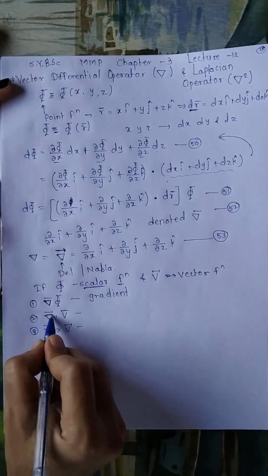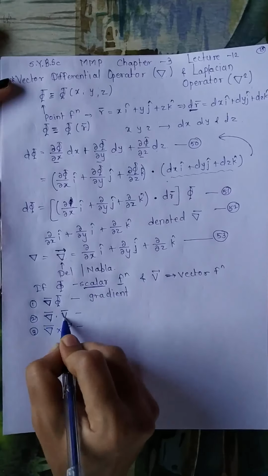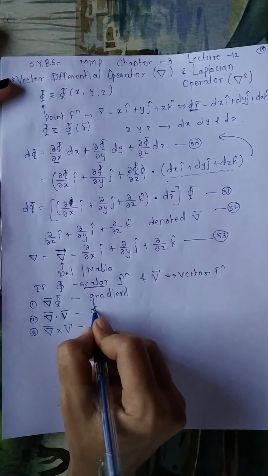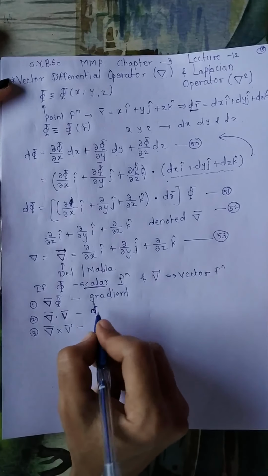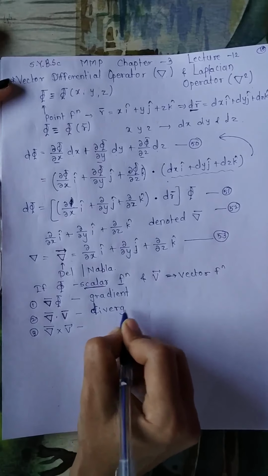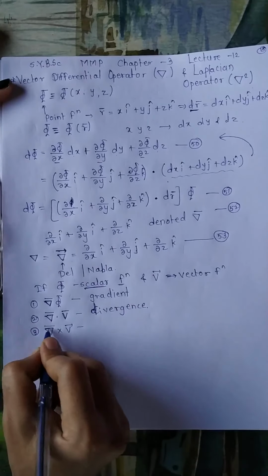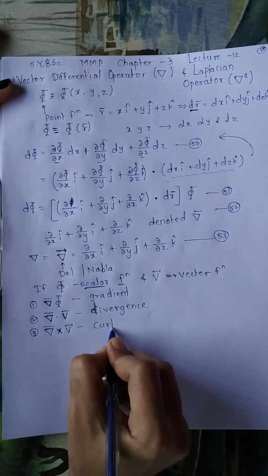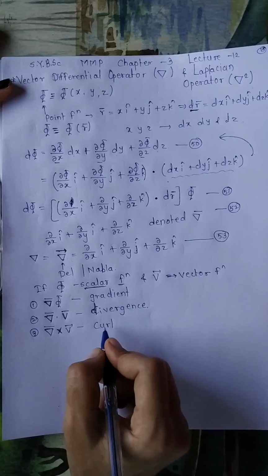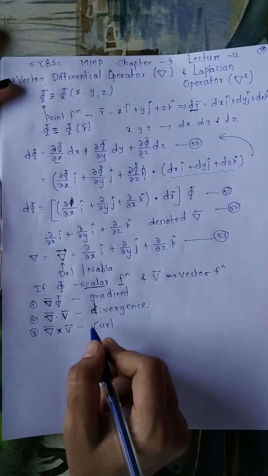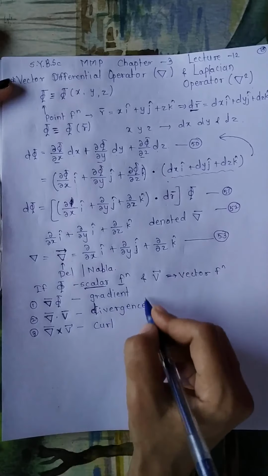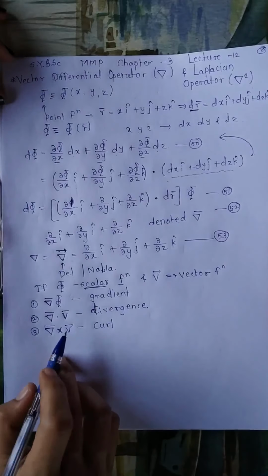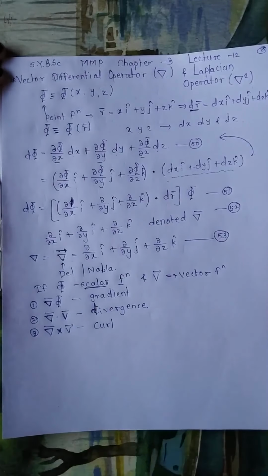Whenever del is dotted with a vector function v bar, this is known as the divergence of that vector function. And when del is operated as a cross product with any vector quantity, this is known as the curl of that vector. So in physical situations, gradient, divergence and curl can all be involved in our physics. Therefore, we use these three mathematical operations over the vector.